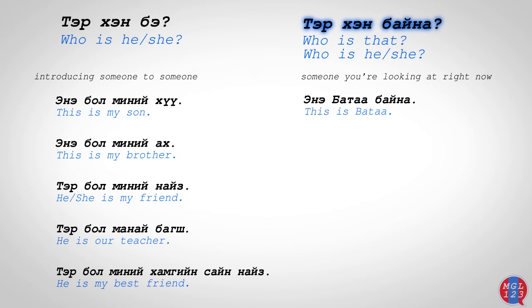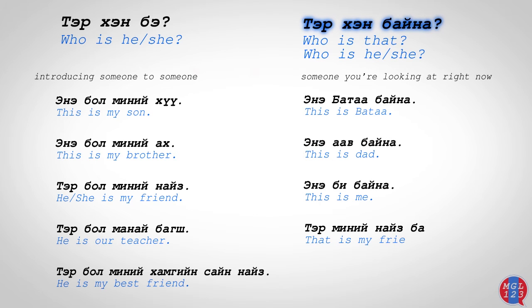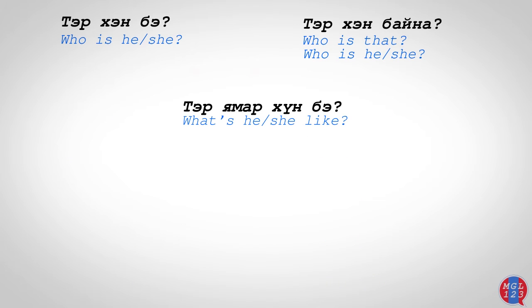In bata байна, in аав байна, in би байна, тэр миний найз байна, тэр манай ах байна. So in the last two sentences, тэр is used as a demonstrative pronoun, that, not he or she. If we are talking about someone in general, something that is always true, something that is a fact, then we don't use verb or subject indicator.